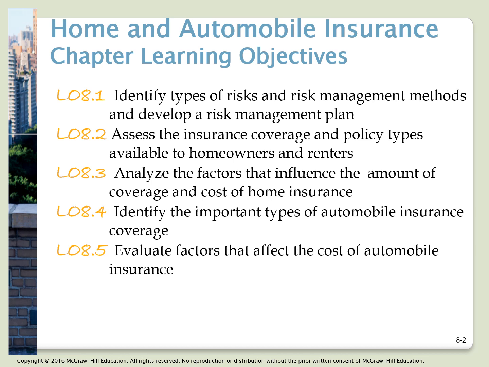Objective 1, identify types of risks and risk management methods and develop a risk management plan. This has, of course, to do with insurance concerns. Assess insurance coverages and policy types available to homeowners and renters. Analyze the factors that influence the amount of coverage and cost of homeowners insurance. Identify the important types of automobile insurance coverage. Evaluate factors that affect the cost of automobile insurance.